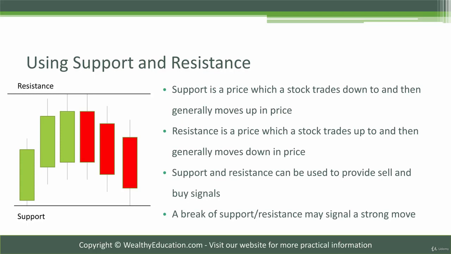And then the stock trades back down to the support level, where it will generally move up in price from that level. And I say generally because a stock will go through both support and resistance. And this can happen on a fairly regular basis. But we can use support and resistance to provide sell and buy signals in our stock. They provide areas where there is a higher percentage chance that the stock will move either up or down, depending on whether it is at support or resistance.